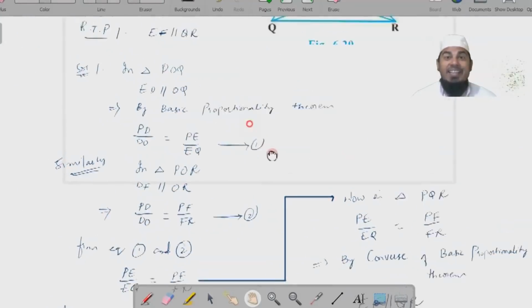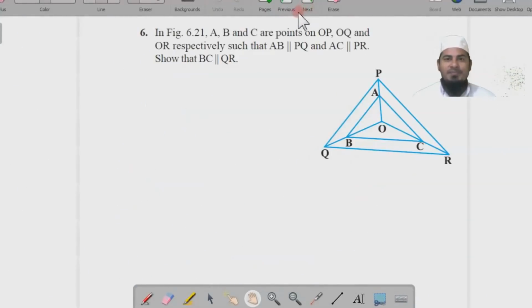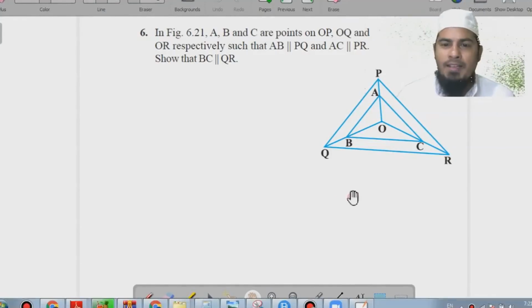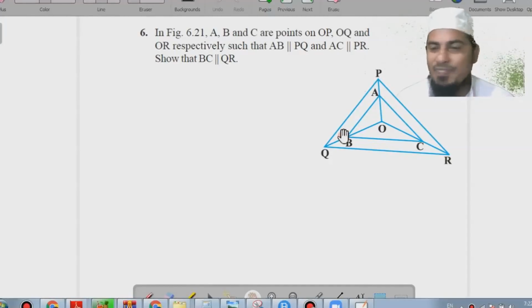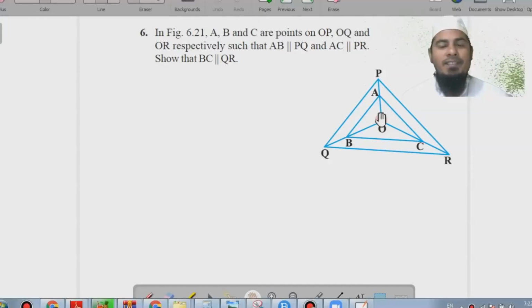Let us see the next question. Yes, again with the same technique, we will be able to solve this. I hope you are tuned with this lecture. Let us discuss this question orally. In this figure, A, B, C are the points on OP, OQ and OR in such a way that AB is parallel to PQ, AC is parallel to PR. We need to prove BC is parallel to QR. Ditto the question which was just solved. Okay, no problem. Let us discuss orally.